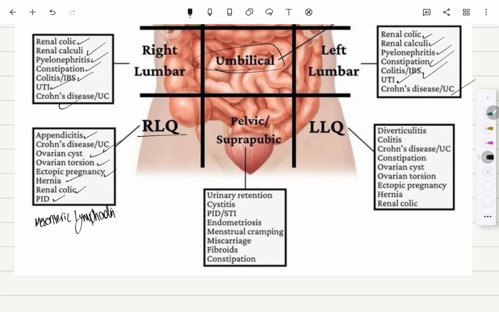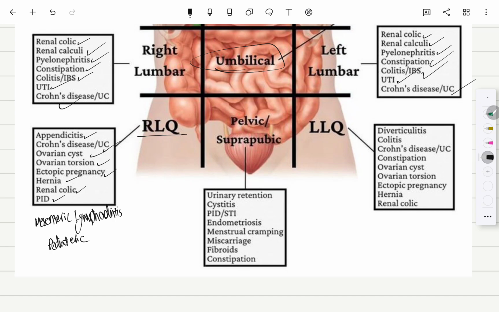which is the most common cause of right iliac pain in children. Mesenteric lymphadenitis is more common than appendicitis in this age group, but at all, right iliac pain may present appendicitis, but in pediatrics, mesenteric lymphadenitis is the most common cause, which is the inflammation in the lymph nodes.